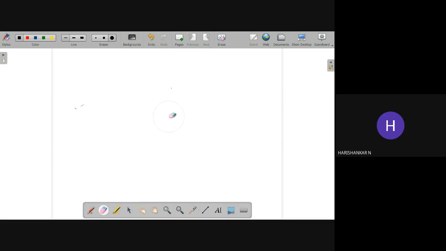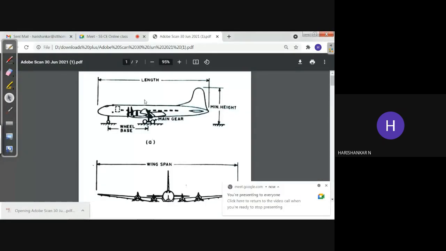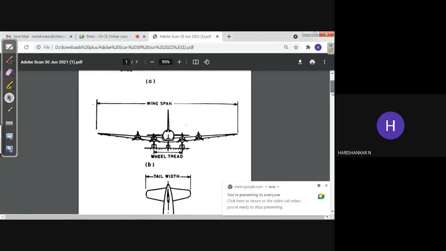Now speaking about aircraft, just an introduction. You may be knowing aircraft is the vehicle that is moving on the runway. Here, if you look at the figure, you can see.